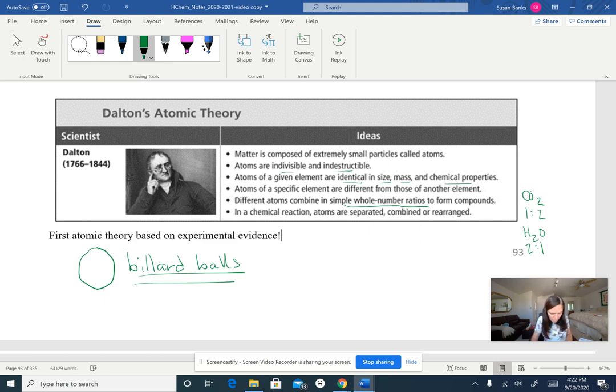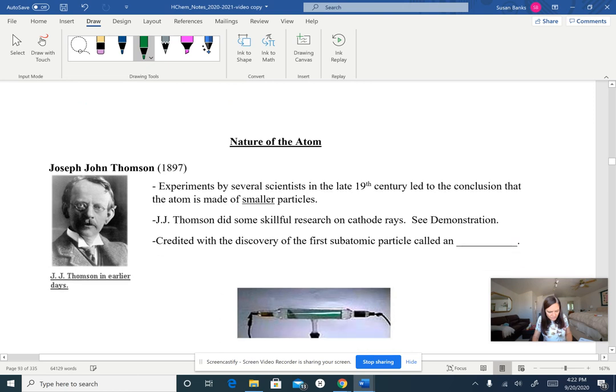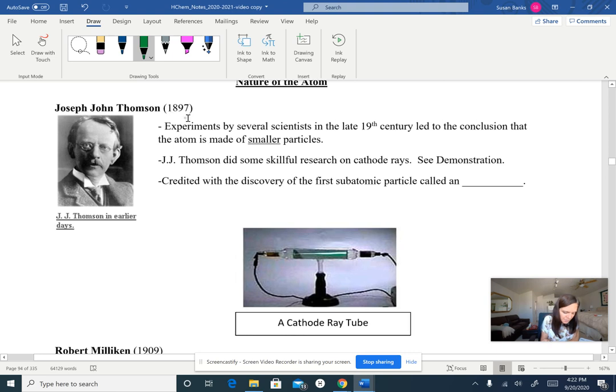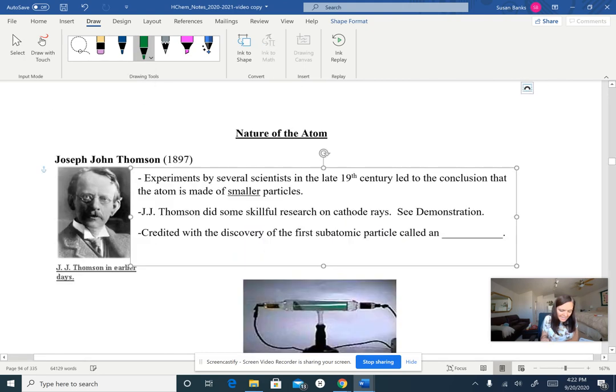Okay? And about 50 years later, we come up with another British guy. We have J.J. Thomson, or Joseph John Thomson. He really goes by J.J. He did several experiments in the late 19th century. Notice his experiment was in 1897.